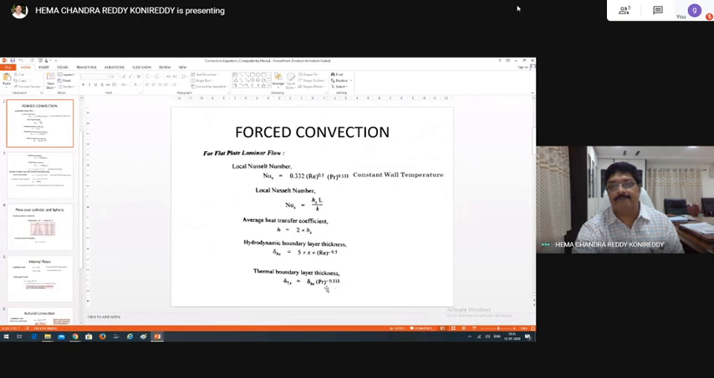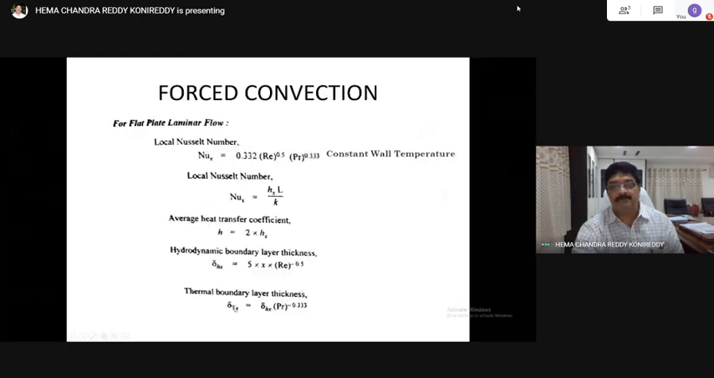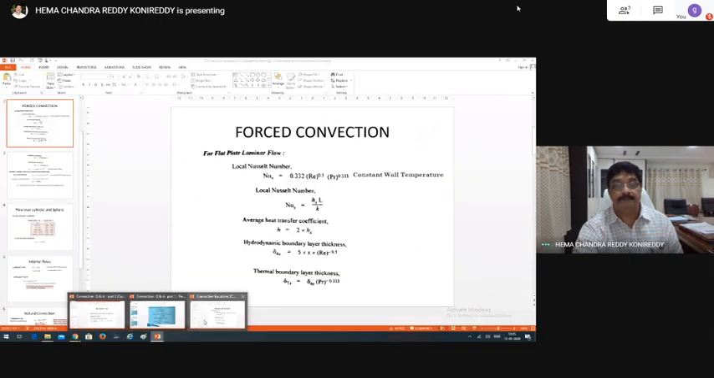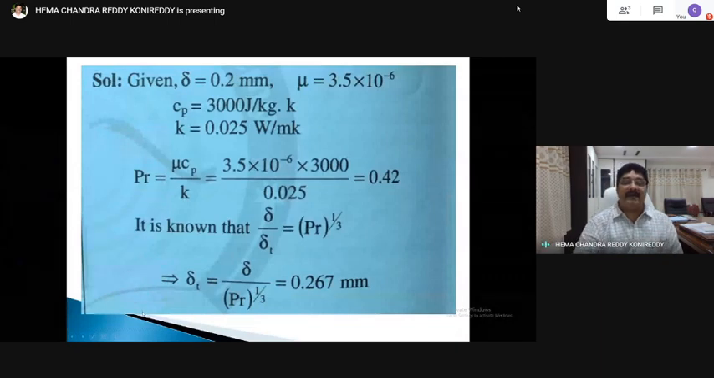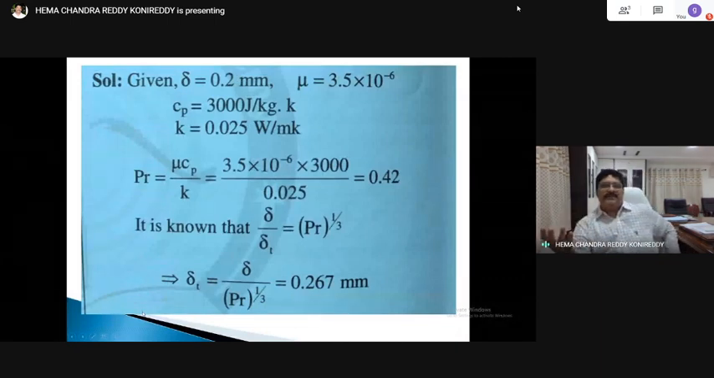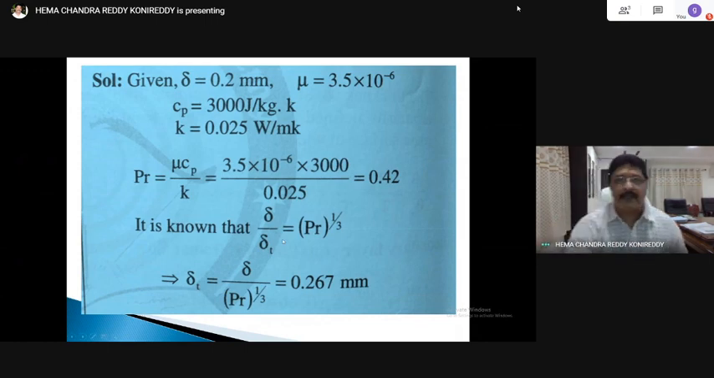Here it is. Delta T is equal to delta H into Prandtl number power minus 1 by 3. Okay. So you are given delta H. You are given parameters to calculate Prandtl number. Thermal boundary layer thickness can be calculated. Okay.